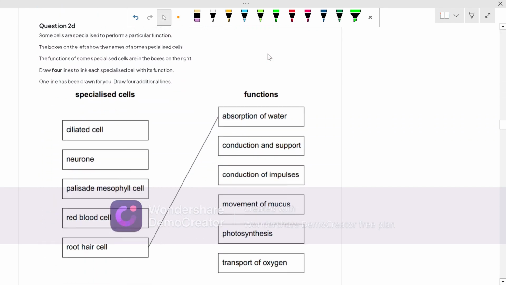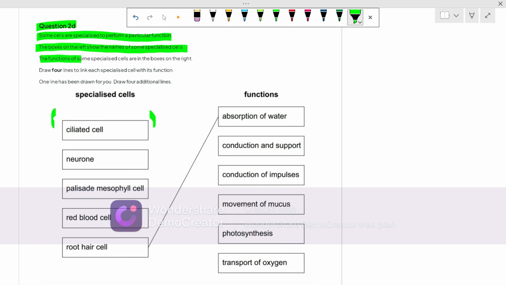Let's go to the next question. Question 2D. Some cells are specialized to perform a particular function. The boxes on the left show the names of some specialized cells. These are the boxes on the left. The functions of some specialized cells are in the boxes on the right. These are the functions. Draw 4 lines to link each specialized cell with its function. 1 line has been drawn for you. Draw 4 additional lines. This is the line that is done for us. Red blood cells, function, absorption of water.